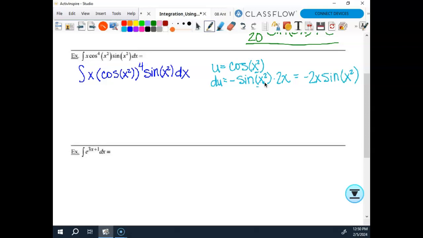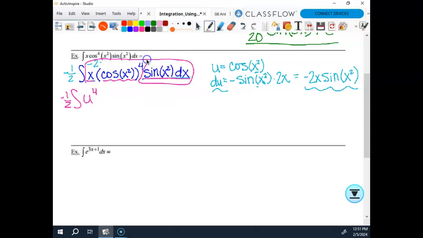When I come back over here, for my du, I have sine of x squared dx right here, but I don't have the negative 2, and here's the x. So I got to multiply by a negative 2 inside of here, so this has to be a negative 1/2 out here. Then when I put this in, I'm going to have the integral. All right, so this stuff is all taken care of by the du. This is where my u goes, and I have a negative 1/2 out here, u to the 4th, and then again, all of this is my du.